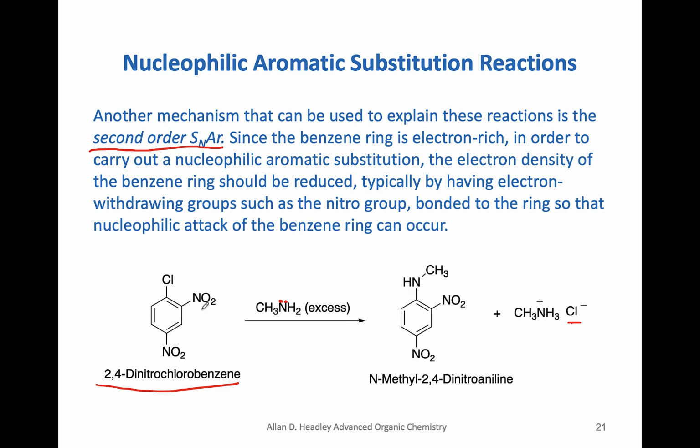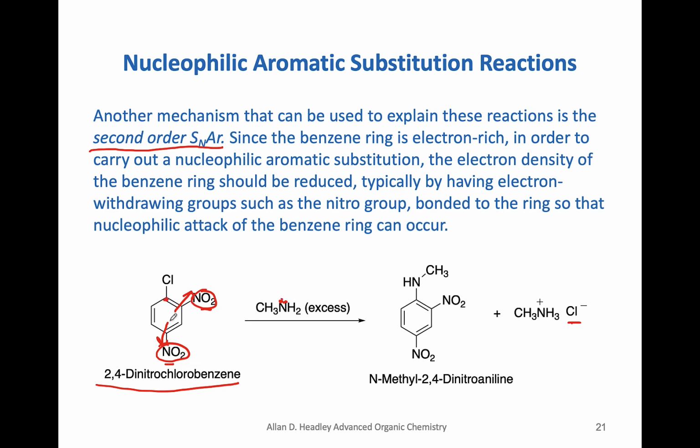Notice here that we have nitro groups bonded to this molecule. Why so? Because as we pointed out earlier, the electrons here are reacting with a benzene ring that's nucleophilic. So these groups here, which are electron withdrawing, pull electrons from the ring, making it less nucleophilic and more likely for the nucleophile to attack on this carbon.